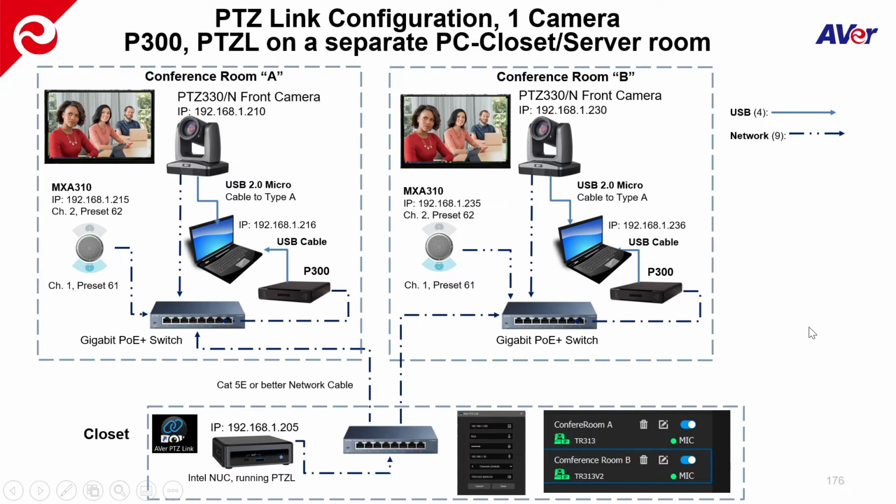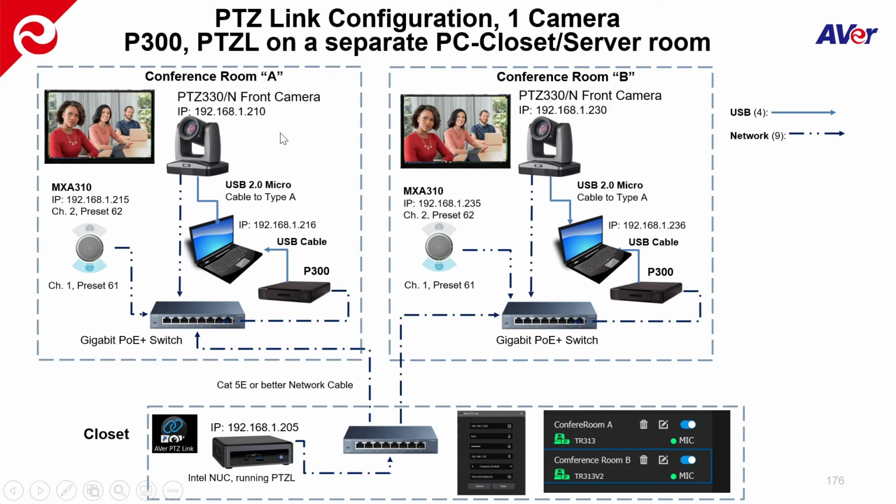Here's a third example, right? So maybe you have a couple different conference rooms, and you don't want to buy an Intel NUC or Mac Mini for each of those rooms. So maybe you have 2 or 3 or 4 different conference rooms. So again, remember PTZ Link, you can use this up to 5 groups with the free version. So that could be representative of 5 rooms. So in this example, I have conference room A and conference room B.